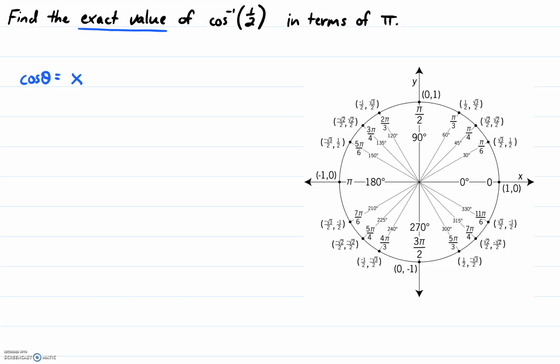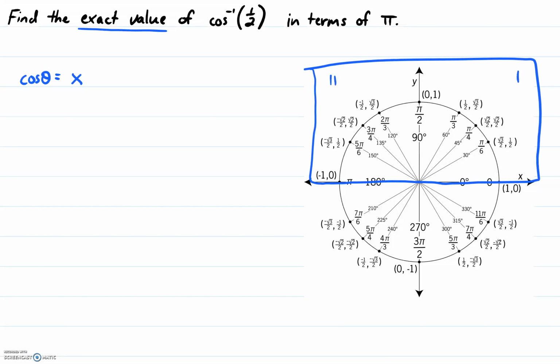Now there's one other catch. Because we're dealing with cosine inverse, there are two possible places where we would have an x value of 1 over 2. To restrict that to just one, we restrict the cosine inverse to just the top two quadrants, quadrant 1 and quadrant 2. That's something to keep in mind. That's where we want to search.